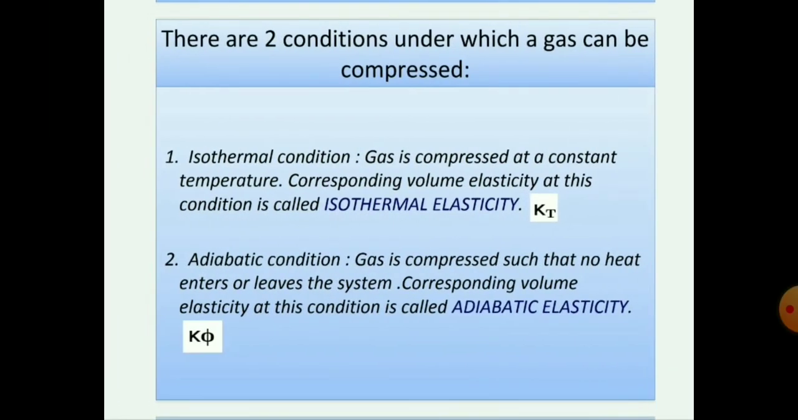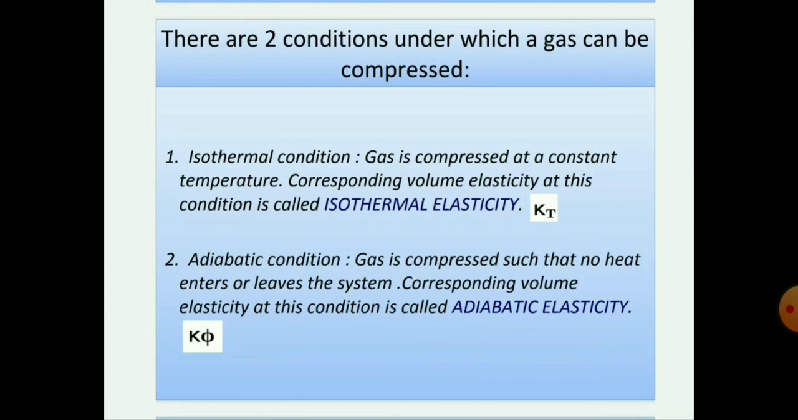There are two conditions under which a gas can be compressed. The first one is the isothermal condition and the second one is the adiabatic condition. Isothermal condition: when a gas is compressed at a constant temperature, the corresponding volume elasticity we obtain at this condition is called isothermal elasticity and it is represented as Kt.